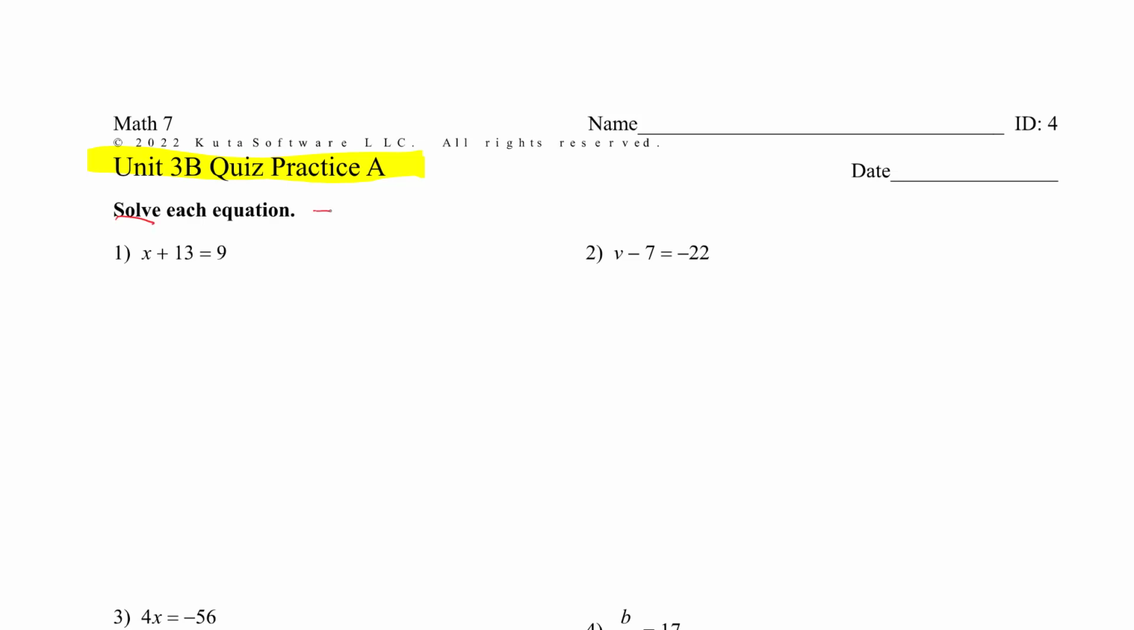Solve each equation. This, of course, means find the unknown value, which in our case, on the first problem, is going to be x. So let's take a look at what's happening to x. We've got x plus 13, and we're going to ignore the other side here. X plus 13, to undo an addition, we're going to use subtraction. And we want to get rid of this 13.